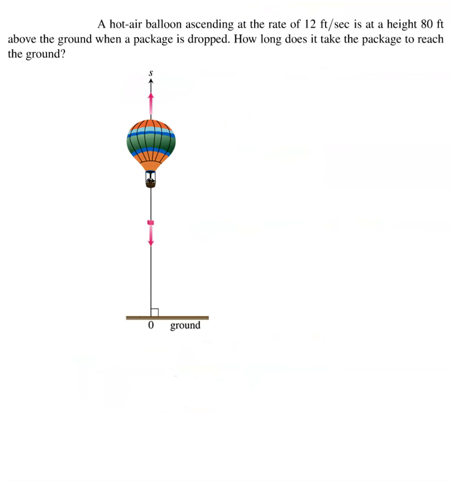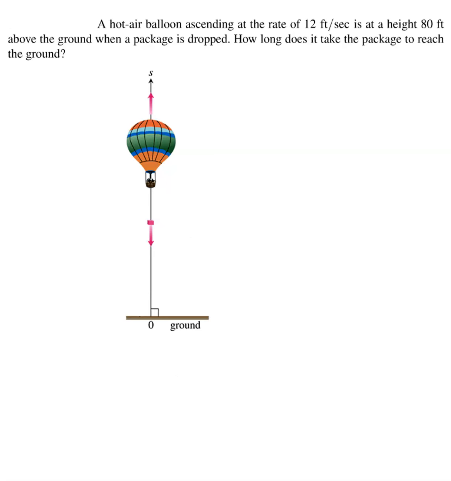Here is a word problem. A hot air balloon ascending at the rate of 12 feet per second is at a height 80 feet above the ground when a package is dropped. How long does it take the package to reach the ground? We have the figure here to help us throw in all the details given in the problem. The hot air balloon is ascending, so it's climbing up at the rate of 12 feet per second and is at a height of 80 feet above the ground when the package is dropped. So the balloon is going up, the package is falling down. So the question is, how long does it take the package to reach the ground?